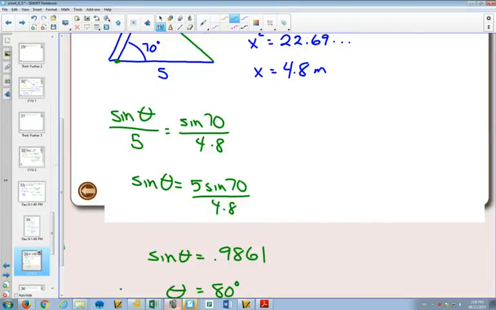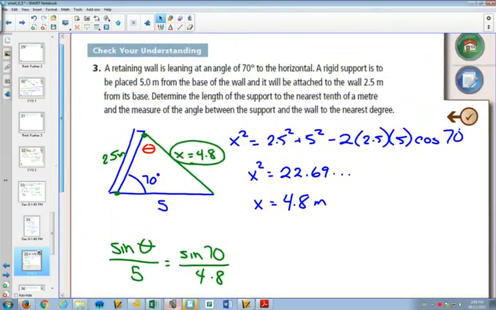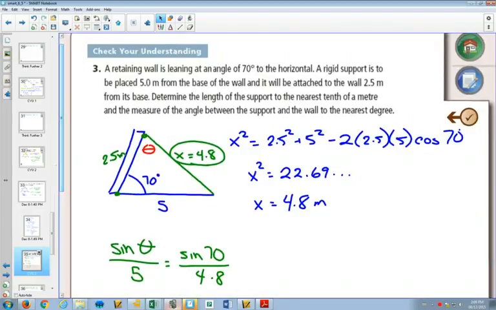Now, sine is positive. It could have an answer in quadrant 1 or quadrant 2. But for our example, does the quadrant 2 answer make sense? So, could we have a bigger angle there? Probably not. 80 degrees is the only one. That should work. Yes.